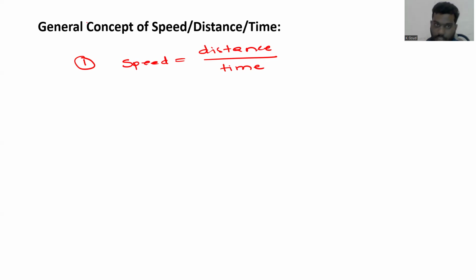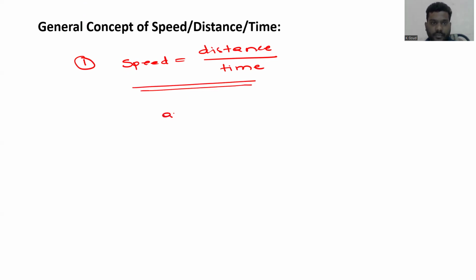See, the general concept is nothing but this: we have only one formula, that is speed equal to distance by time. Got it? We have only one formula in this chapter. Now by using this formula, I'm going to derive three conditions.